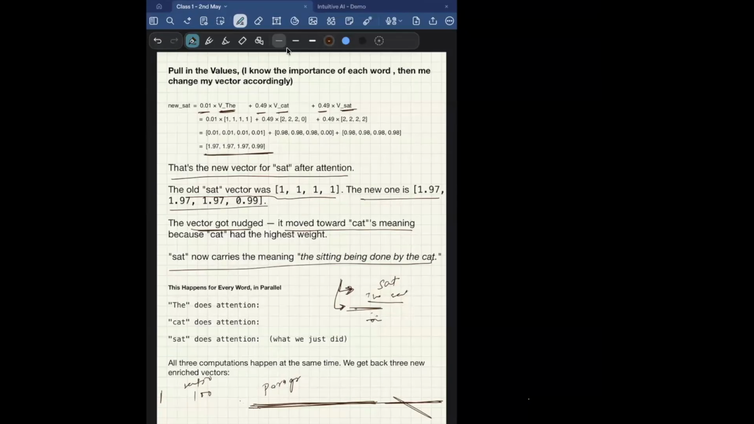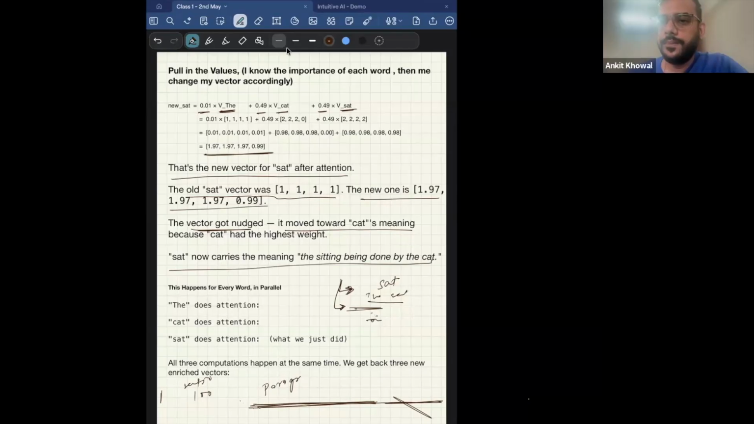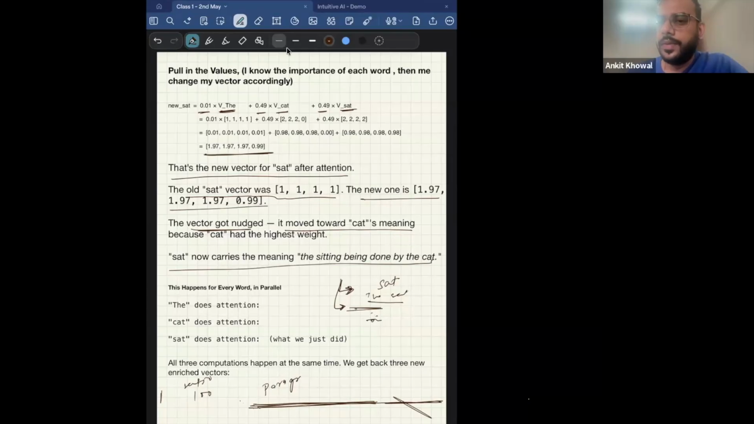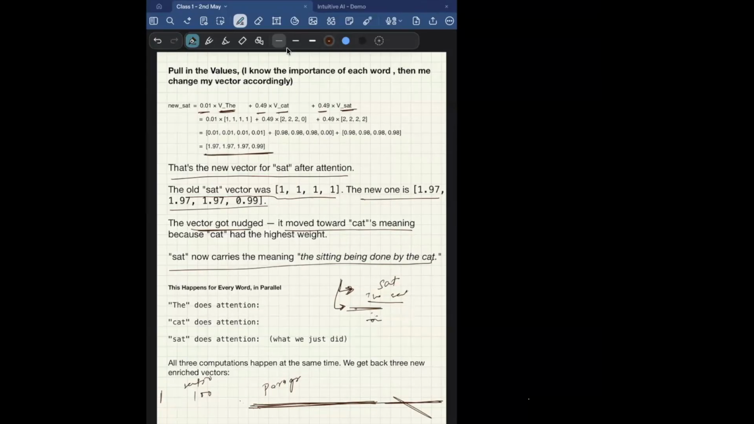So it is considering the input in this case. And can we ask it to choose the best answer? Yeah. Let's say there are multiple sitting actions in your whole paragraph. You can ask it contextual questions.